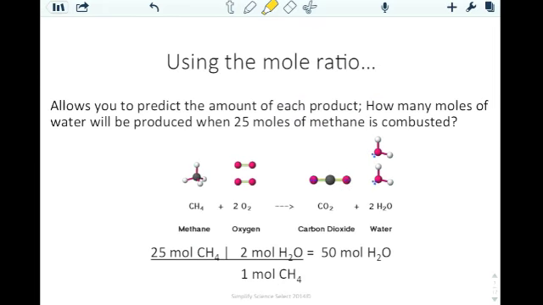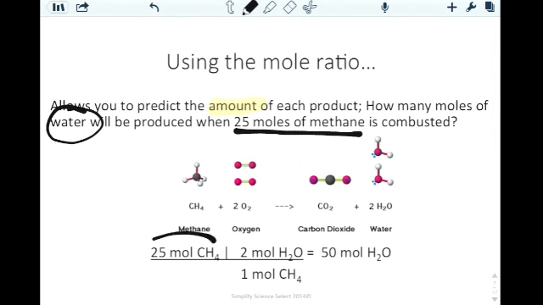Okay, so using the mole ratio allows you to predict the quantitative amount of each product. How many moles of water will be produced when 25 moles of methane is combusted? So when we're looking at this, we have 25 moles of methane, and it wants to know how many moles of water. Well, what's the ratio?